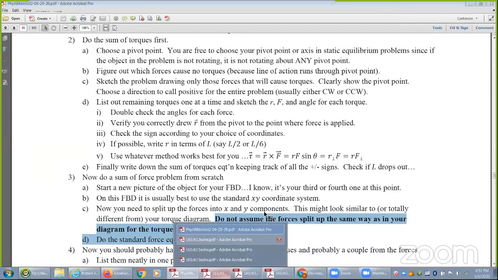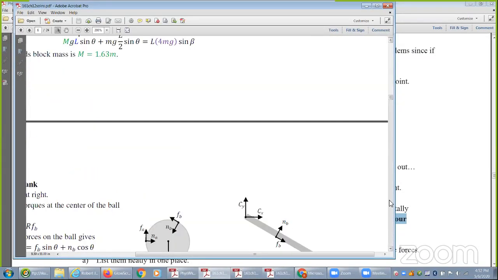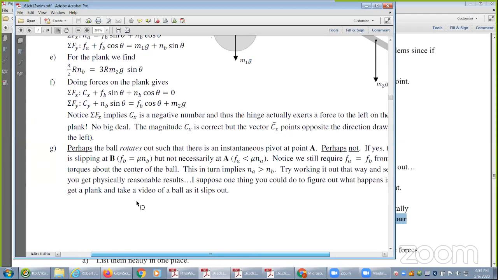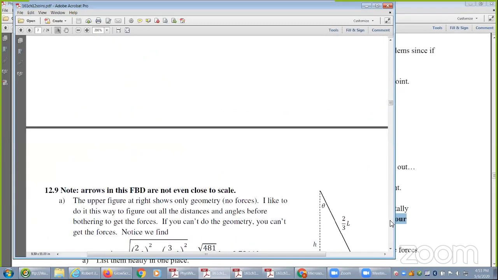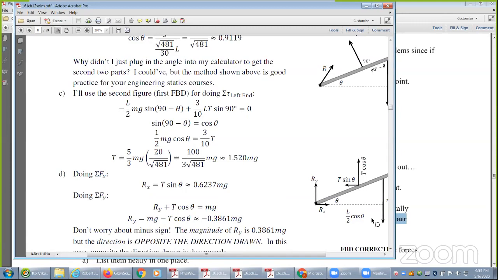I'm going to scroll a little bit. Sorry, what I got to do here. I should do it this way. What's a good one for this one? I think 12.10 might be the one. And let me see here. Okay, yeah.